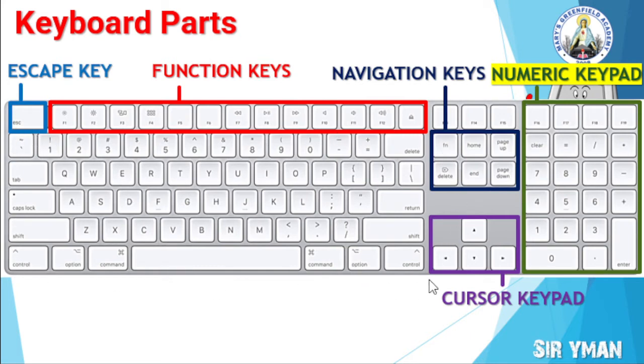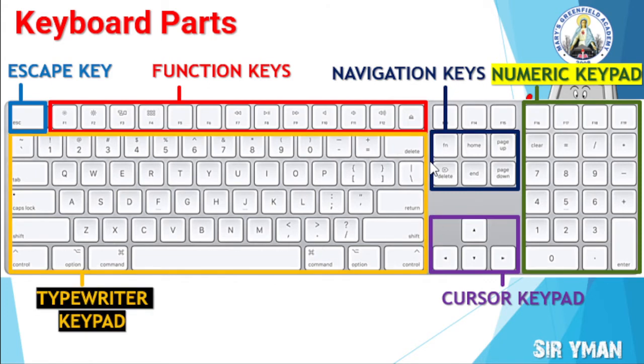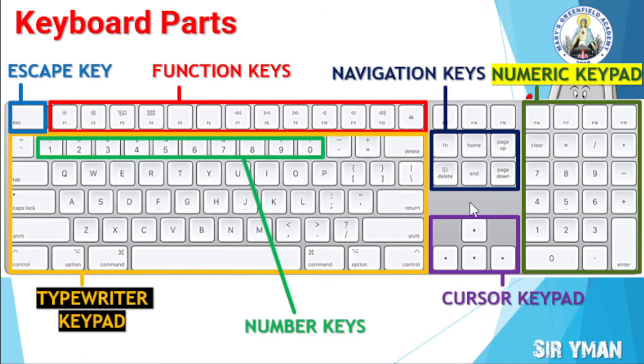And over here, itong large part na to ng ating keyboard, which is the main part. Okay, this is the main part of our keyboard. At ito na yung itsura na katulad ng typewriter. So it is called the Typewriter Keypad. Yan. And lastly, there are numbers over here within the typewriter keypad, nasa loob ng typewriter keypad, yung mga numbers na to. So it's called the number keys.